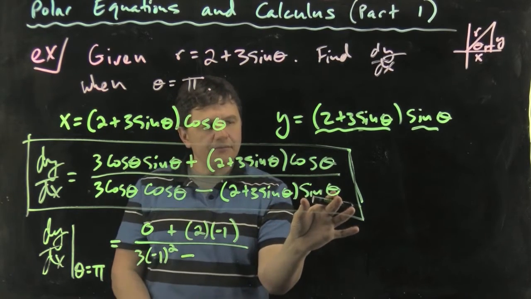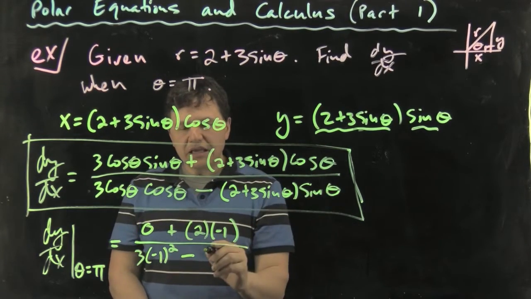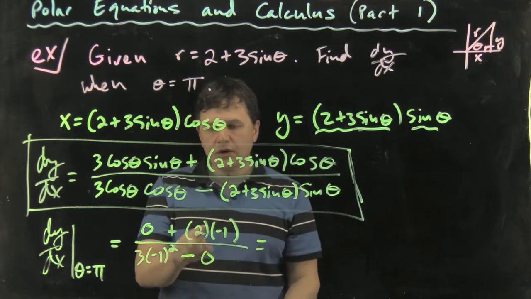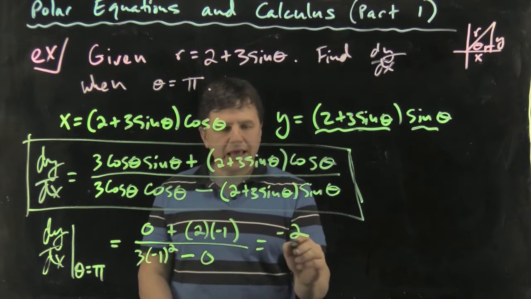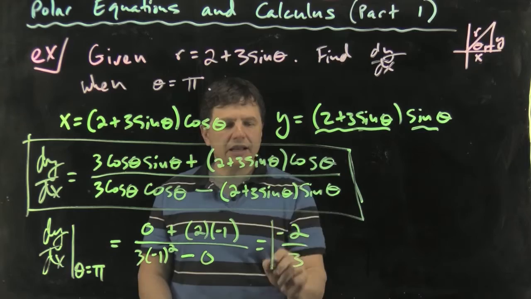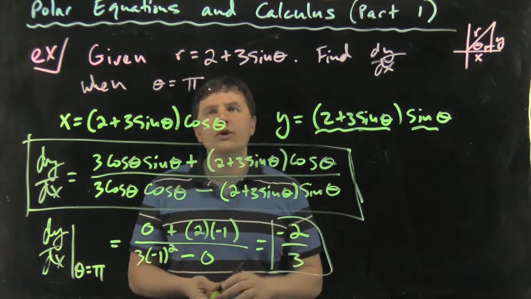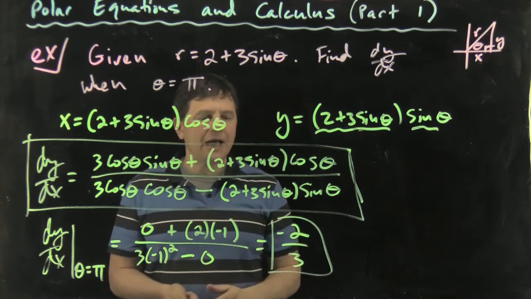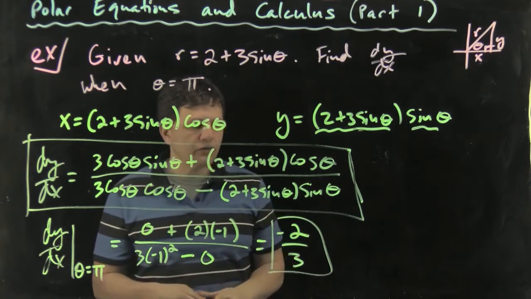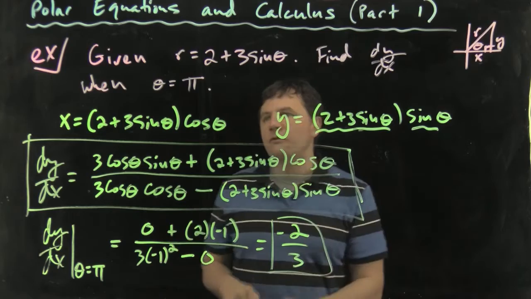Minus, and then once again, sine of pi gives us 0. So then we have negative 2 over 3, and that is the slope of our equation when theta equals pi. So if we graph this and looked at when theta equals pi, we would get a tangent line that's roughly negative 2 over 3. So that's the slope of our equation.